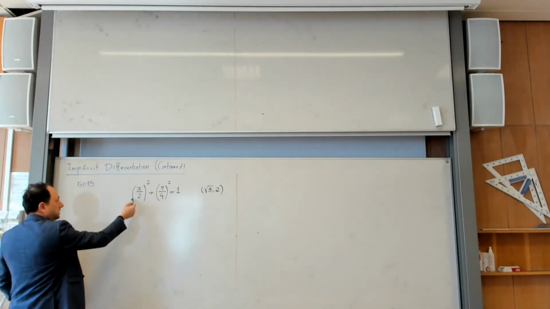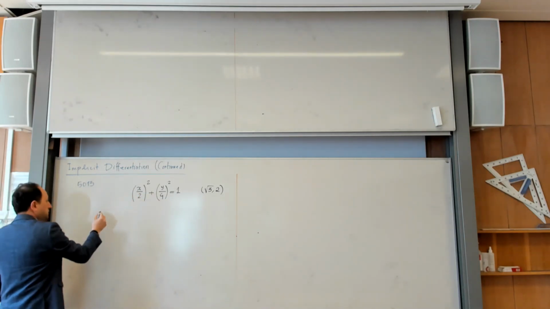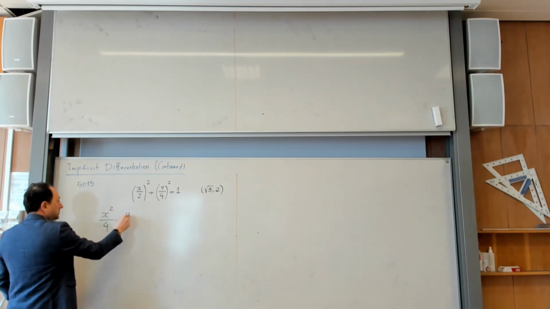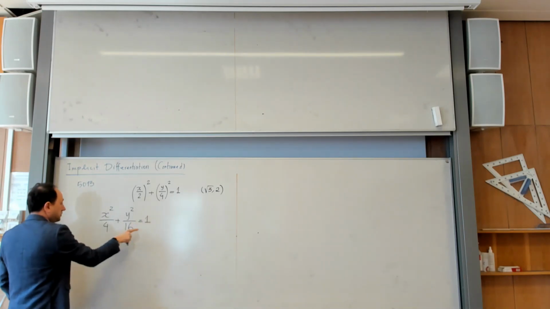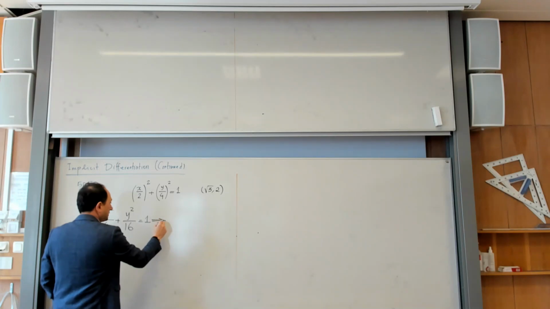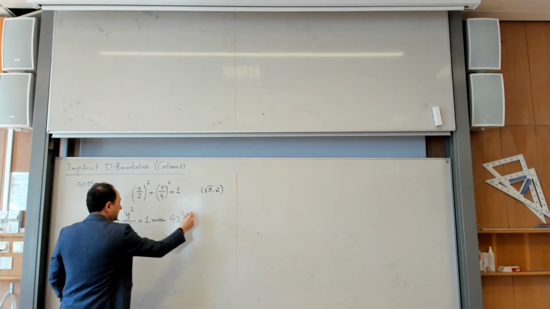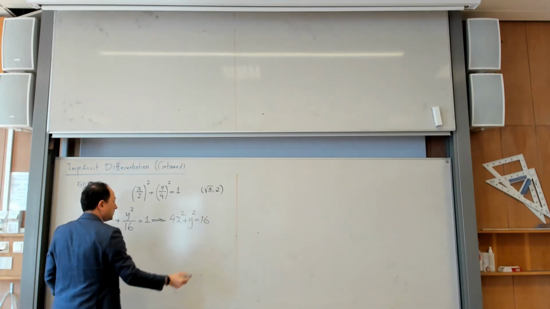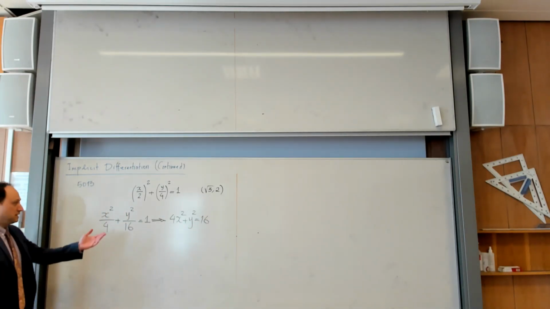I would recommend you first of all try to simplify these fractions a little bit. So this becomes x to the power of 2 divided by 4 plus y to the power of 2 divided by 16 is equal to 1. To get rid of all fractions, let us multiply everything by 16. That would be easier, I think. So this becomes 4x squared plus y squared is equal to 16. So I multiplied everything by 16. So this is easier for you to see.